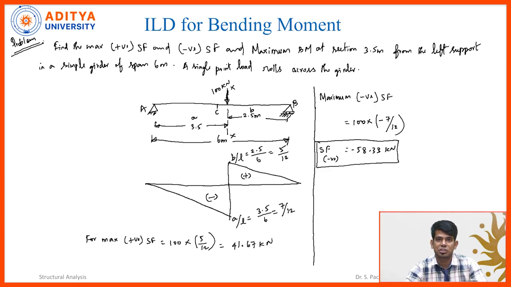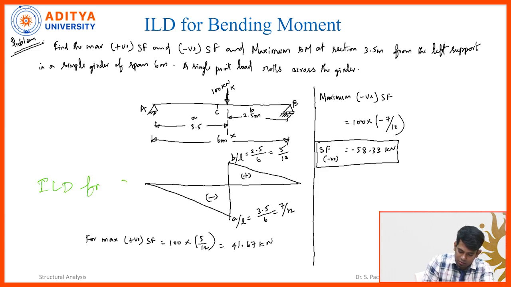Since they first asked for the shear force, I need to draw the ILD for shear force. So, this is the ILD for shear force. Then what do we have to do? We need to drop the ordinate, but here only one load is there, exactly at the center, and we are keeping it there.